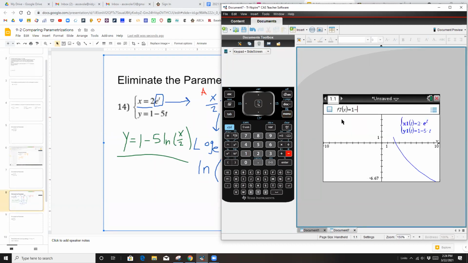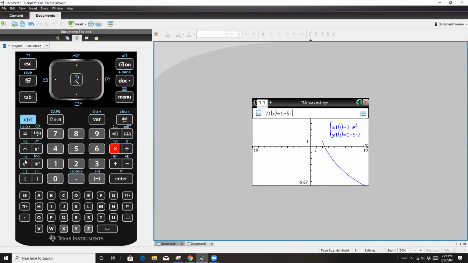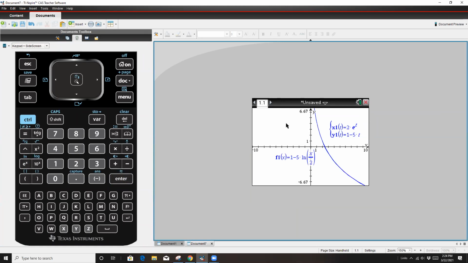So we'll go 1 minus 5 times the natural log. So that is a button on our calculator. It's right there. Because it's the inverse of e to the x, it's the same button. You just have to hit control e to the x. And I think it was x over 2. All right, and we see that it overlaps.